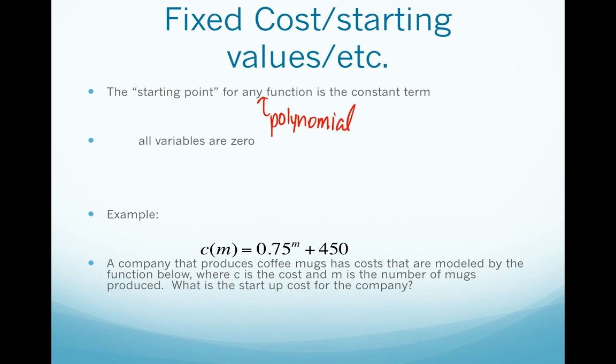Down here, they're talking about coffee mugs, and so C is the cost and M is the number of mugs. We want to know the startup cost. So if we plug in 0 for the number of mugs, 0.75 to the 0 power is equal to 1 plus 450. So here it's actually 451 for that startup cost.